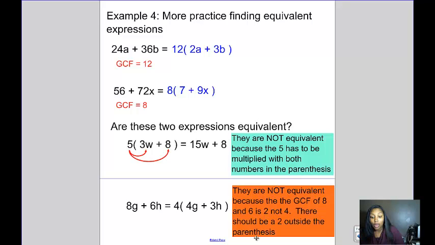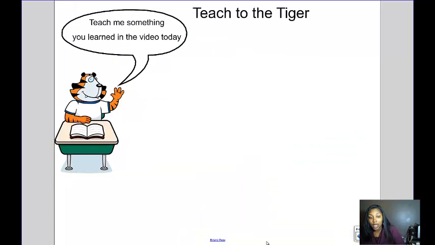So just keep in mind the distributive property means that you're taking the number outside of the parentheses and distributing it to everything inside of the parentheses. And on top of that, you can go backwards from the distributive property and use the greatest common factor to find what the expression was before you used the distributive property. So teach the tiger something you learned in today's video.